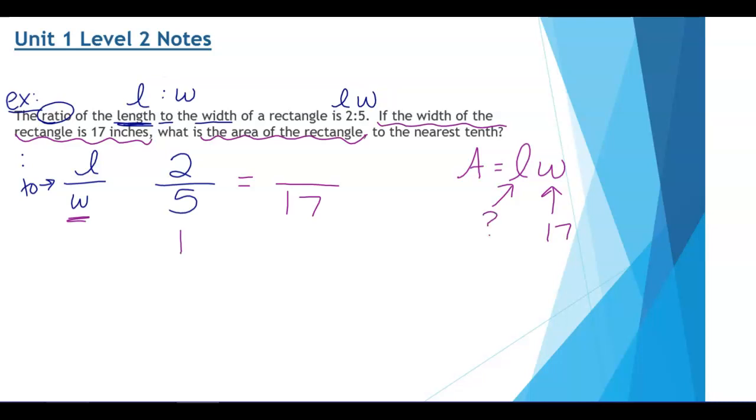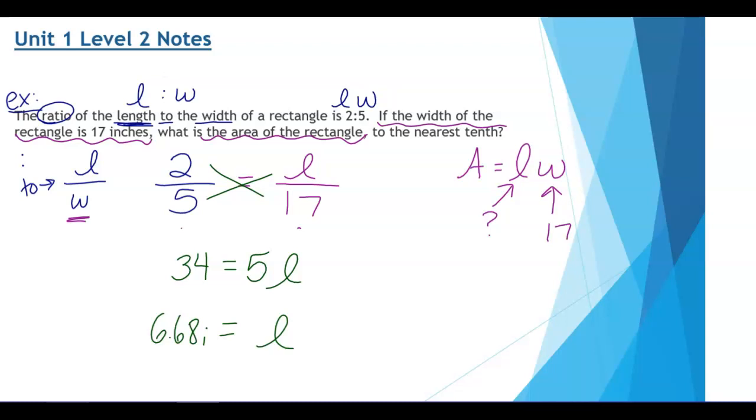we had the comparison of length to width. I was given the width. I can plug in, or I can substitute an L for length here and cross multiply. So here we go. 2 times 17 is 34. And 5 times the length would be 5L. Divide by 5 to each side, and your length is 6.8 inches. Oops, sorry about that, 6.8.